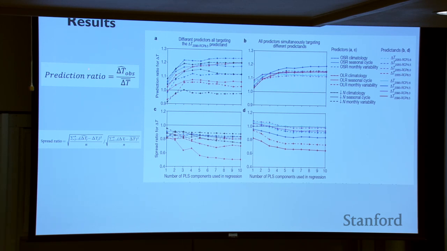And you tend to get prediction ratios above one, meaning that the observations are telling us, in conjunction with the statistical relationship, that we should expect more warming in the future than we would otherwise if we were just looking at the models by themselves and ignoring observations. And you see that for the prediction ratio, this saturates at about 1.15, meaning that we're expecting about 15% more warming based on our results than we would otherwise.